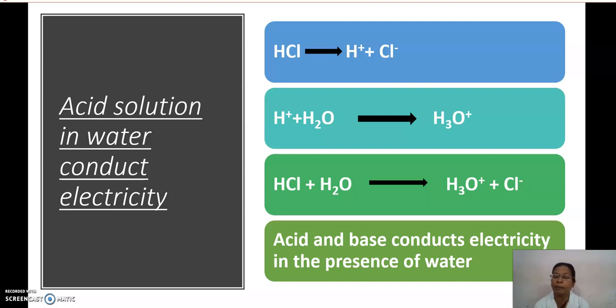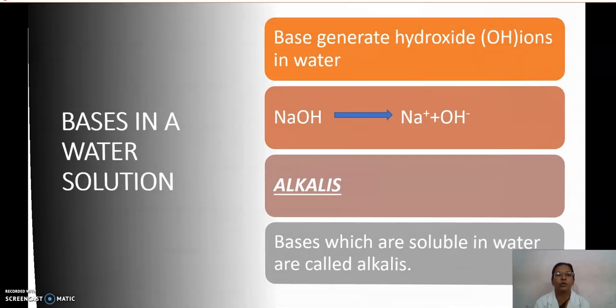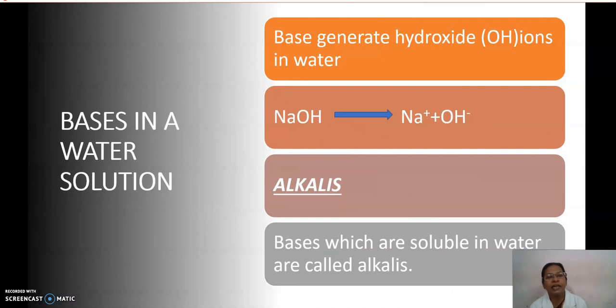So actually the presence of these hydronium ions conducts electricity. Acids and bases also conduct electricity in the presence of water. Only in the presence of water can this acid dissociate into H plus and Cl minus ions. But in the absence of water, this is not possible. So next we will see what is happening to bases in a water solution. Bases also generate hydroxide or OH minus ions in water.